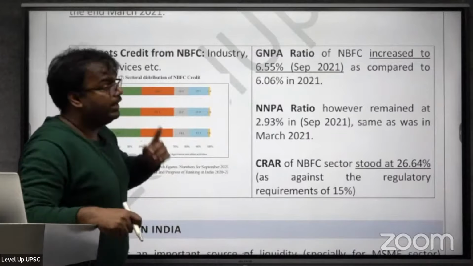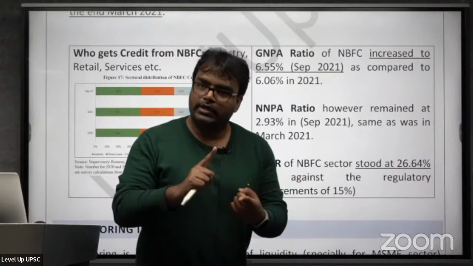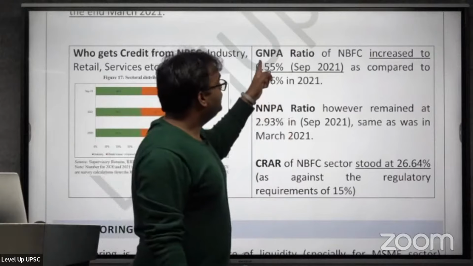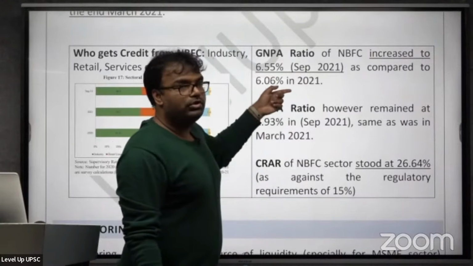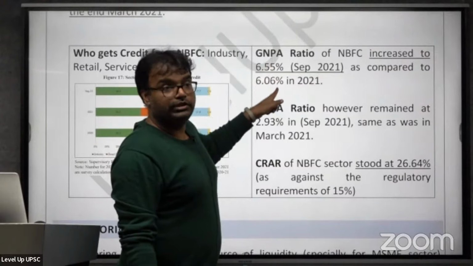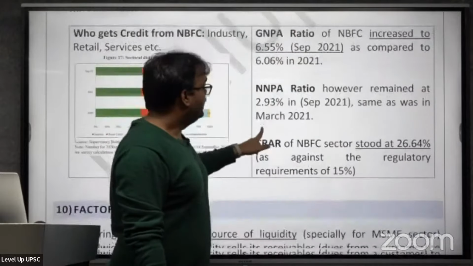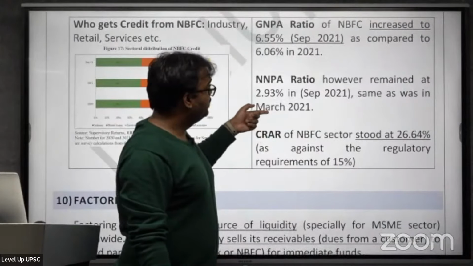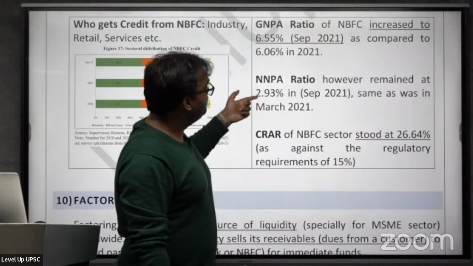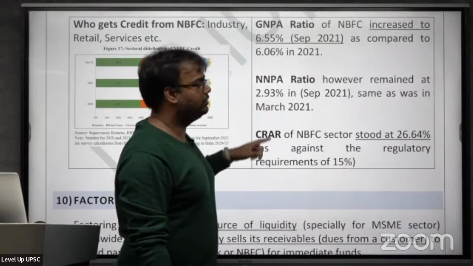Okay, now in the banking sector we have seen that gross NPA has gone down, NNPA has gone down, but in NBFCs that has not been happening. You see that GNPA, when compared to September 2021, has increased from 6.06 last year in 2020 to 6.55 in 2021. NPA has gone up. NNPA has again increased. Oh no, sorry, it has remained the same. It was 2.93% in September 2021 and was also 2.93% in March 2021.